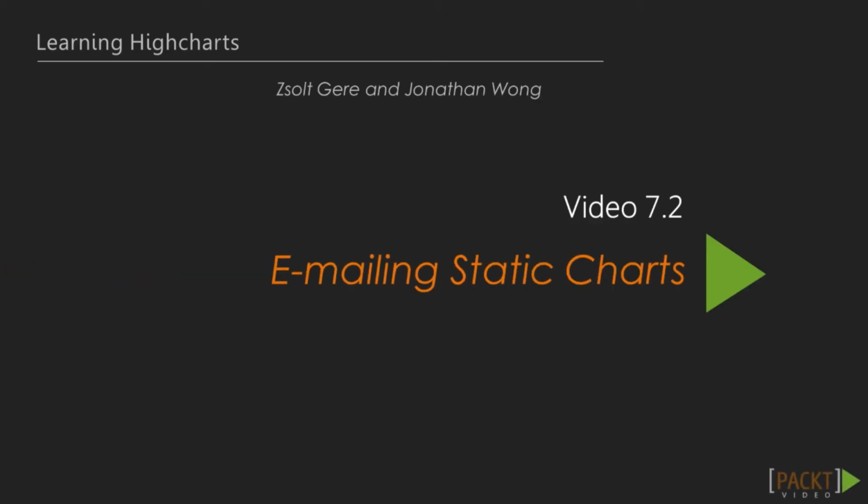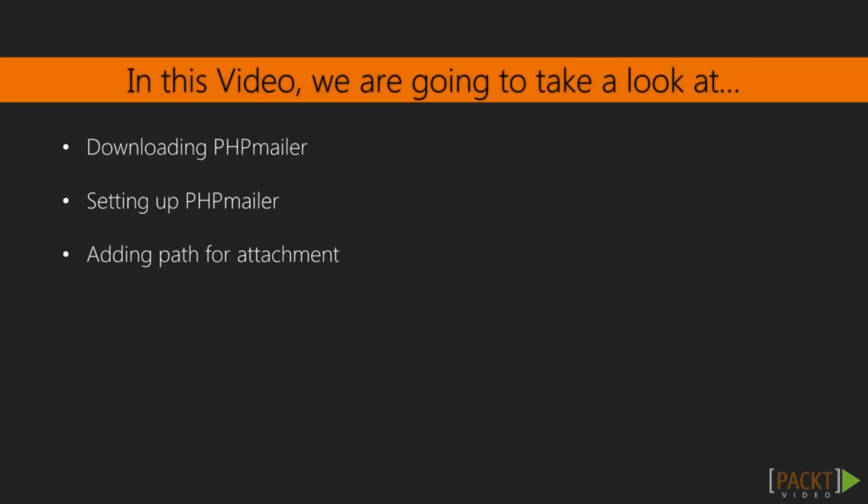In the previous video, we learned how we can export a Highcharts chart to an image file on our server. In this video, we're going to take a look at how we can send the exported chart image in an email as an attachment with a PHP solution. In order to send our chart, first we need to download PHP Mailer, a mail handling PHP class, make changes to fit our needs, and add the right path to the chart image file.